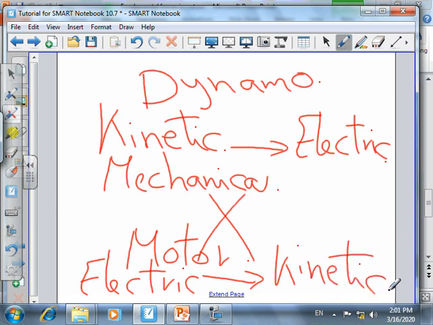So don't forget the changing of energy: from kinetic to electric in the dynamo, from electric to kinetic in the motor, from electric to magnetic in the what? Thank you, excellent. In the electromagnet, don't forget it, would you please? It's very, very important.